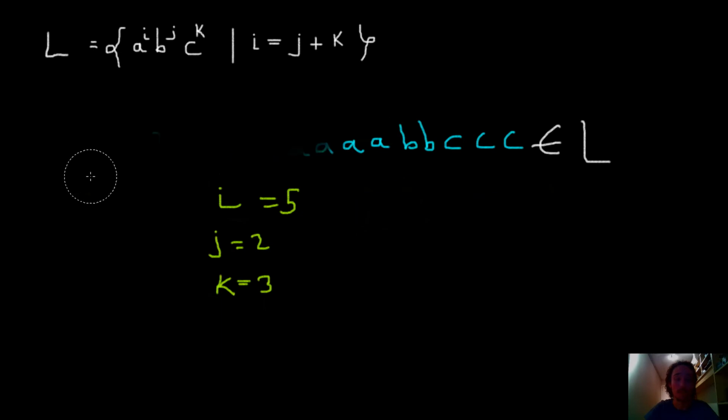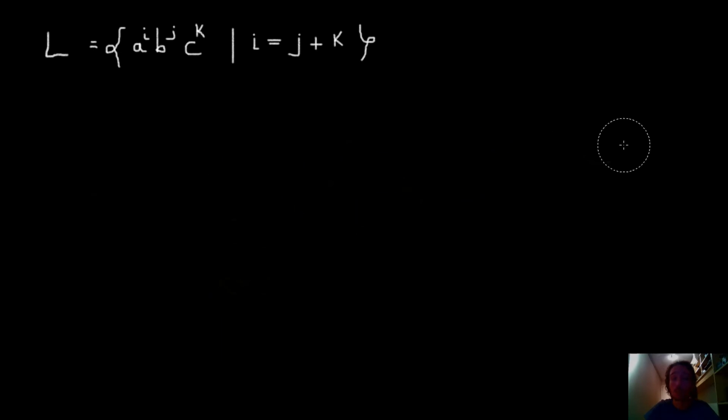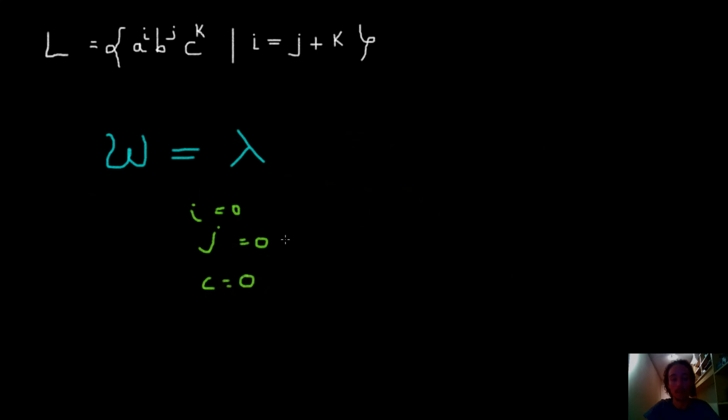In addition, it's important to know here that the empty word, lambda, remember that lambda is the empty word. Let's consider the word w equal to lambda. This is the empty word. This word also belongs to the language because how many a's do I have? I have 0 a's, I have 0 b's as well, and I have 0 c's too.